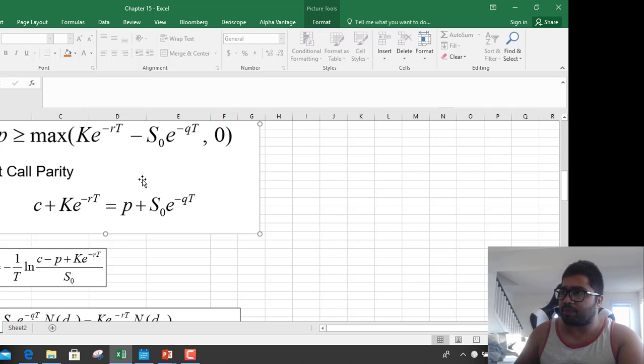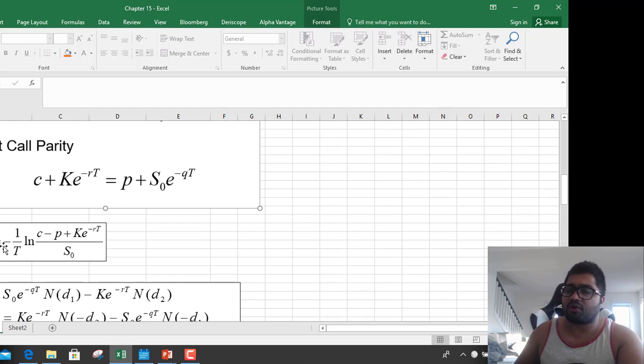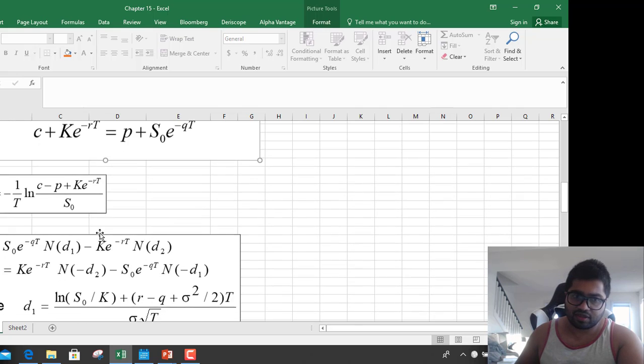Now based on put-call parity, sometimes you may have to find the dividend yield. In that case, the dividend yield q equals 1 by T, 1 by the time frame, times the natural log of C minus P plus K e^(-rT), so the discounted value, divided by S0. So this is the formula to find the dividend yield if the dividend yield is not given but call and put prices are given. Okay.